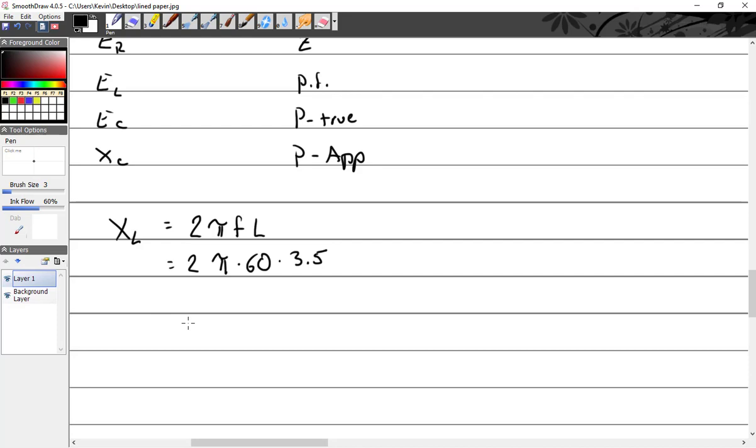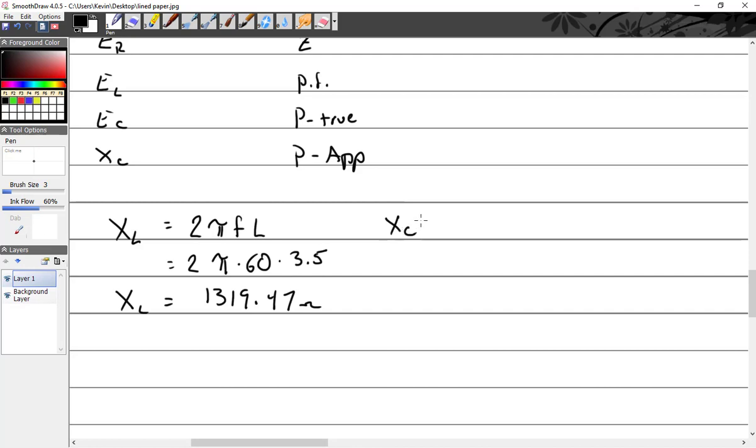All right, what'd you get? 2 times pi times 60 times 3.5 equals, so X of L equals 1319 point. Now you have to be careful because we're going to do a lot of math here, so make sure you round appropriately. Don't stop there. Maybe go 2 decimal places. 1319.47 ohms. Okay, what's next?